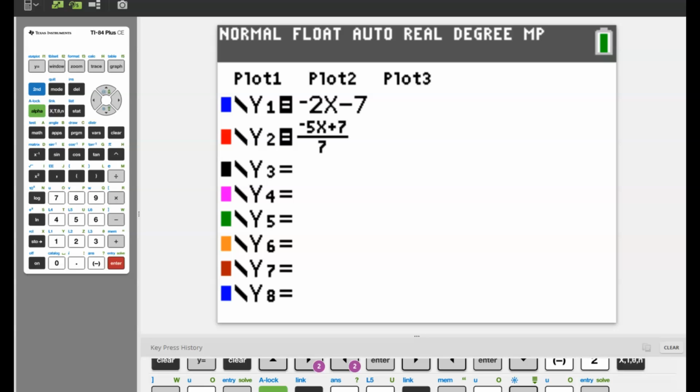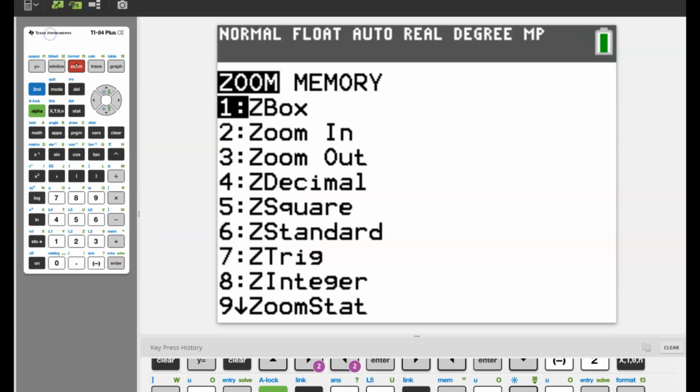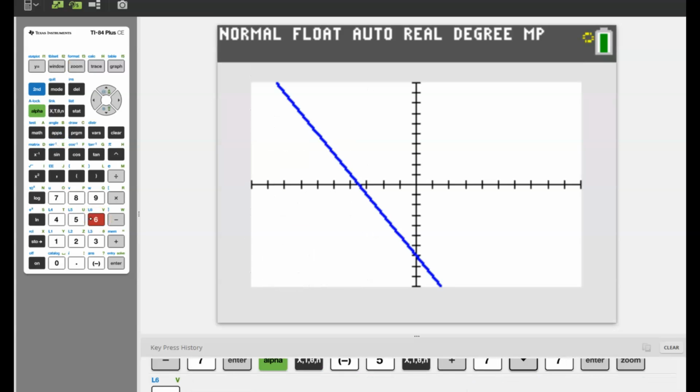Now we want to set a good window for finding our intersection, and a lot of times you can do that in a standard window, especially as we start out here. So rather than pay much attention to the window, I just want you to press zoom, which is right in the middle, and then 6 is zoom standard. So just type that number.